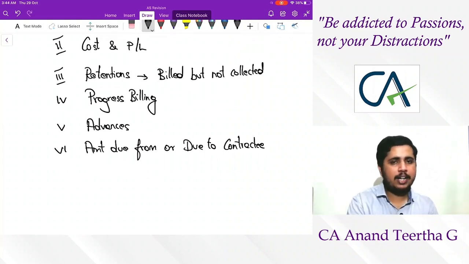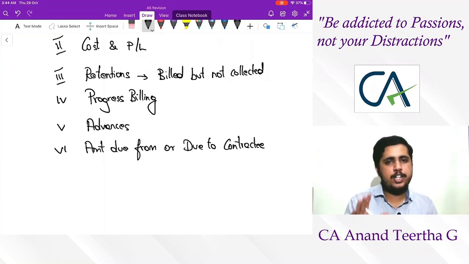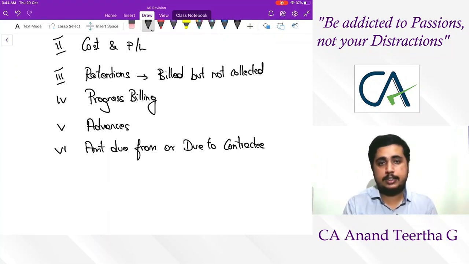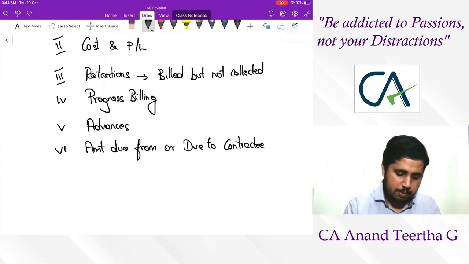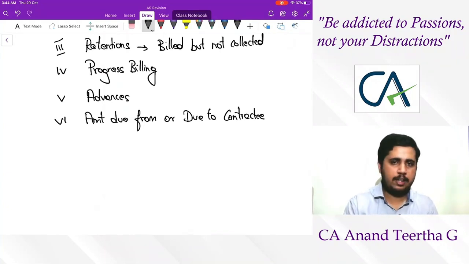Now, when it comes to the other terms, revenue you should calculate, which you have already seen. Cost, we know. P&L, we can calculate: revenue minus cost. Then these things like retention and progress billing should be specifically given in the question. It should tell how much is the progress billing, how much is the retention made. They have to tell you this. But what about amount due from or due to customer? That normally you have to calculate.